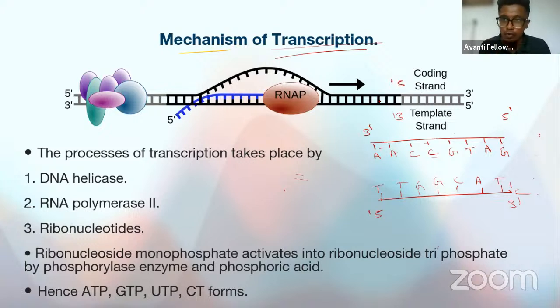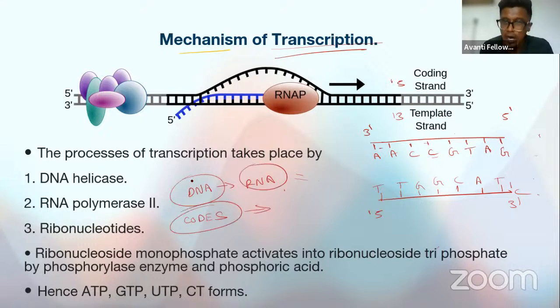The making of RNA is called what? Transcription. From DNA to RNA is called transcription. How does this process take place? To convert the DNA into RNA, we don't convert the DNA itself. We use codes. The codes that are in the DNA are read into an RNA form.